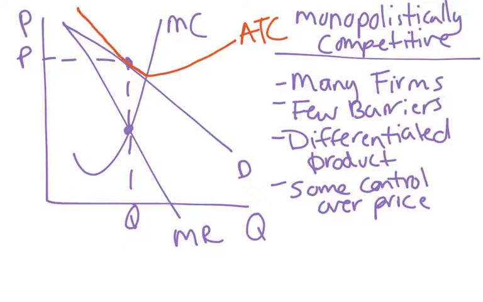They still go ahead and operate. They produce where MC equals MR, and then they go all the way up to the demand curve to find the price.